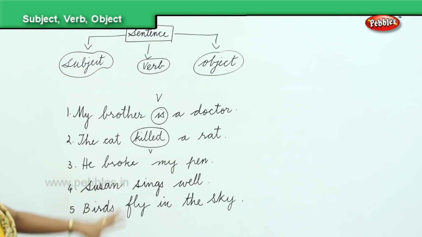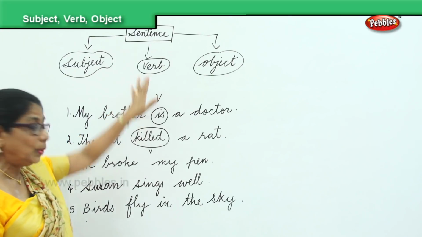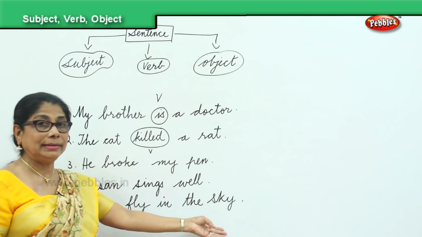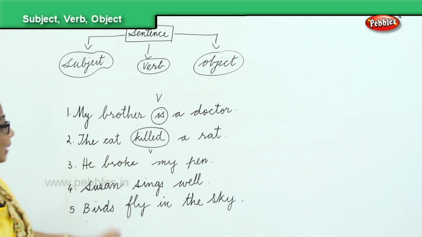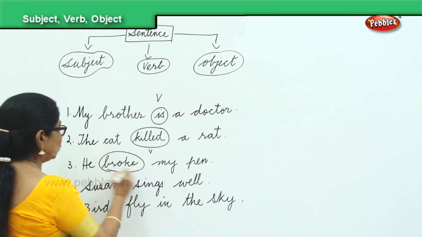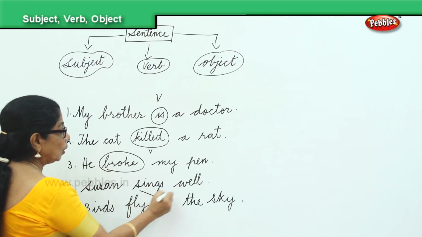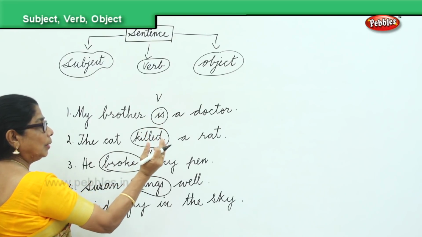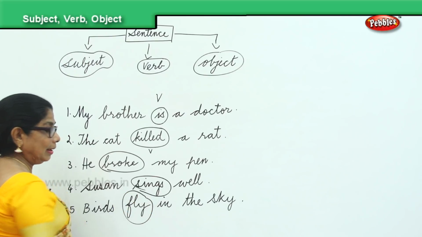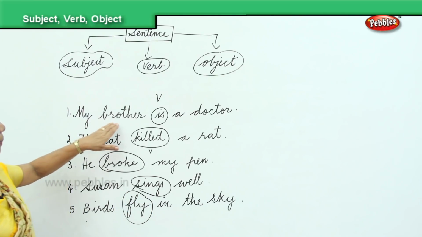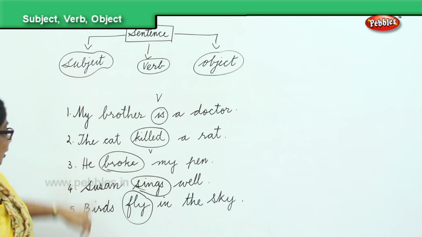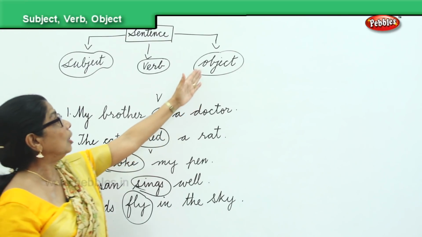Now, where is the subject? Birds are the subject. Where is the verb? Fly is the verb. Object. Where is the bird flying? In the sky. So now you have learned to identify the subject and the verb. You have the verb is, the verb killed, the verb broke, the verb sings, and here the verb fly. Now, where is the subject? The brother is the subject, cat is the subject here, he is the subject here, Susan is the subject, and bird.